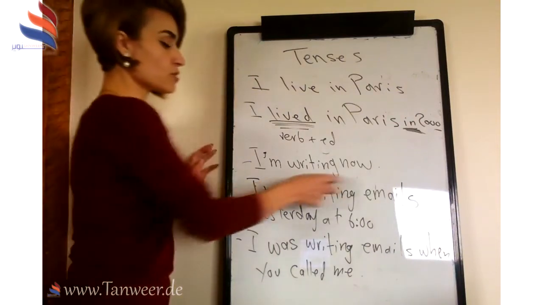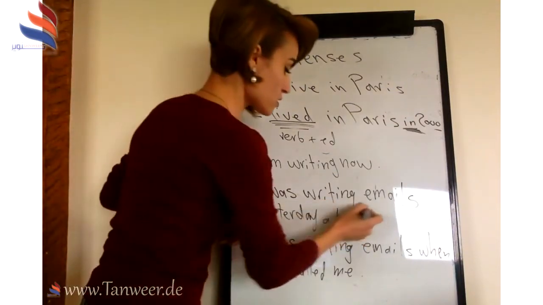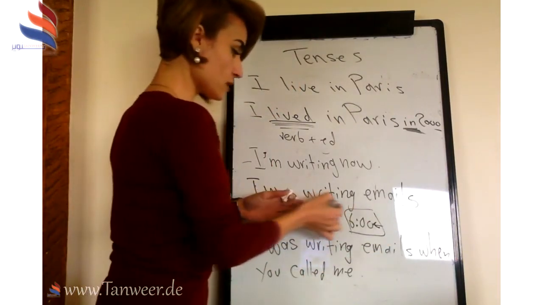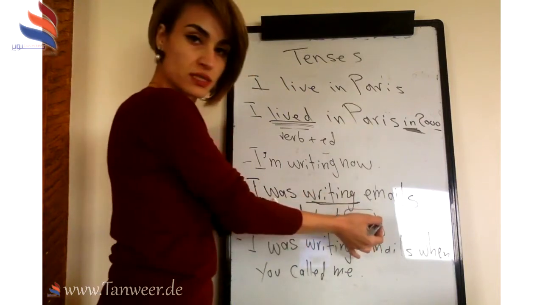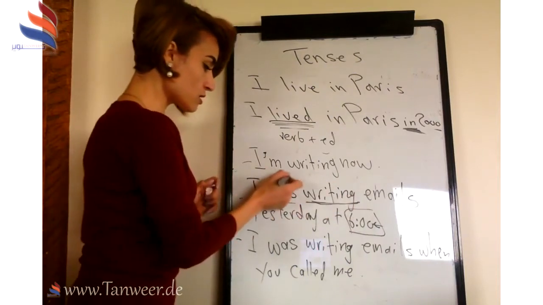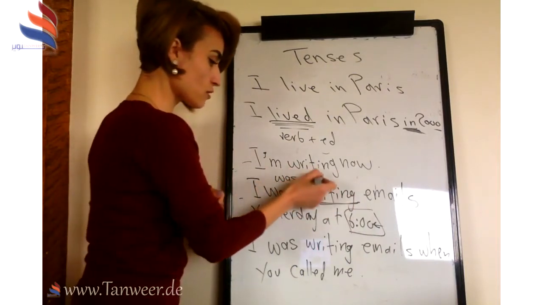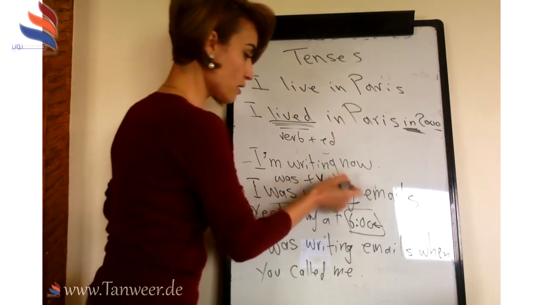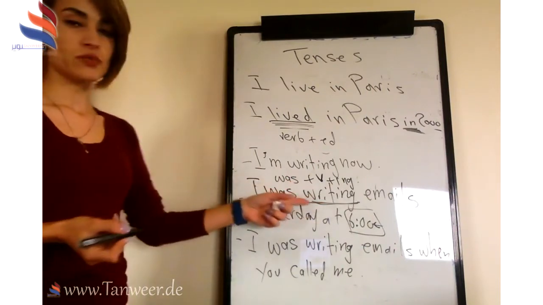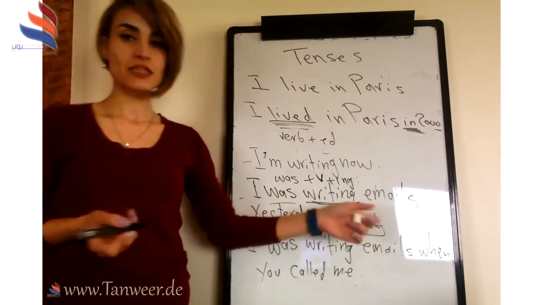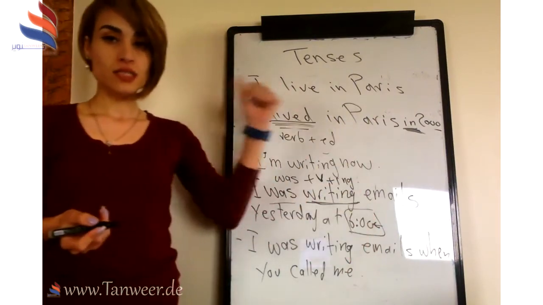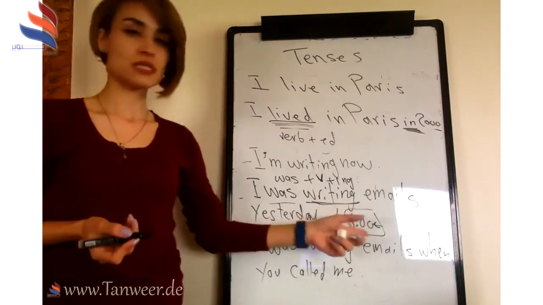The first one, I was writing emails yesterday at 6 o'clock. So yesterday at 6 o'clock, I have this definite time. This action, writing emails, was in progress. It was happening. Okay? So I write was, or verb to be, plus verb plus ing. This is to talk about past continuous, because at this definite time yesterday, the action was in progress. It was happening. It started earlier, but at 6, it was still happening.